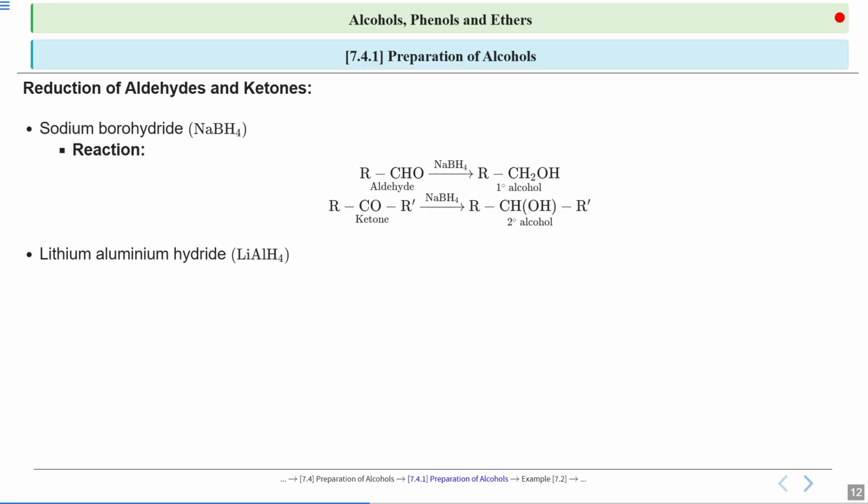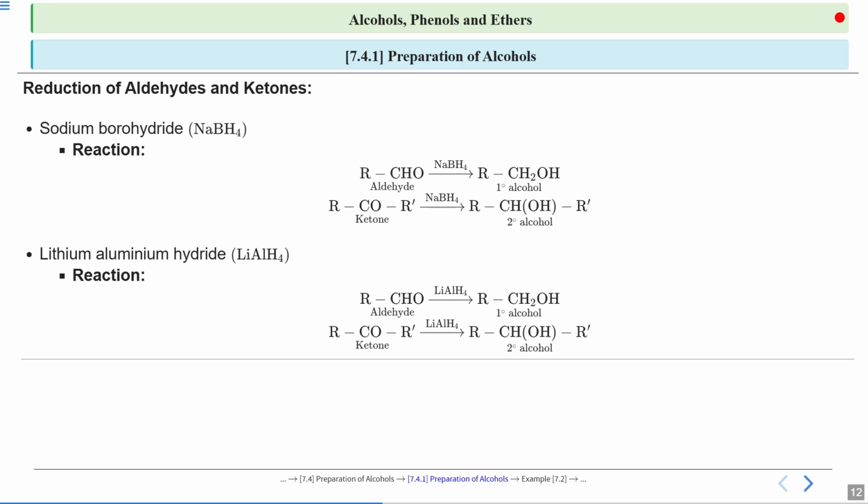Third method under the reduction of aldehyde and ketone is lithium aluminium hydride. This is the third reducing agent, you can say, which you can use to reduce the aldehydes and ketones. For the aldehyde RCHO, when you react it with the lithium aluminium hydride, which is a very strong reducing agent, you will get a primary alcohol. And in the case of ketone, RCOR prime, when you react it with LiAlH4, you will get a secondary alcohol RCHOH R prime. Here also the R prime may or may not be same.